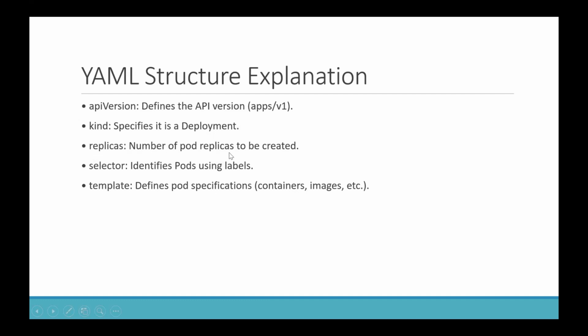Replicas specifies how many replicas we want to create for our pod. This is the number of pod replicas to be created. Selector will identify pods using labels, which pod should be selected and which should be part of our replica set and deployment. And finally, in the template, we specify the pod specifications like containers, images, ports, and whatever we can provide in the creation of pods for this deployment.